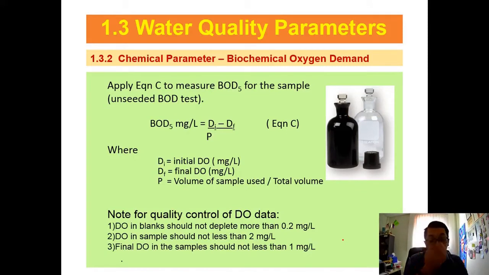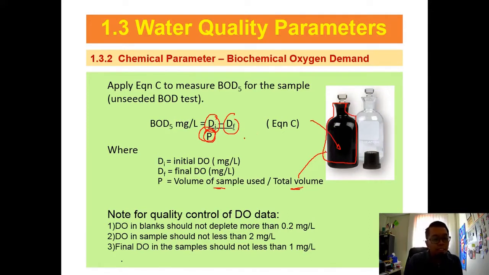Okay, this is the formula that you can use to measure the BOD. You have the initial DO, the final DO, and the proportional volume of sample used divided by the total volume. Total volume represents the total volume of the bottle. The sample volume depends on the volume you fill up in the bottle.